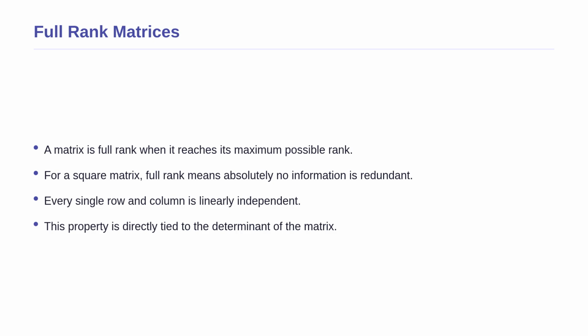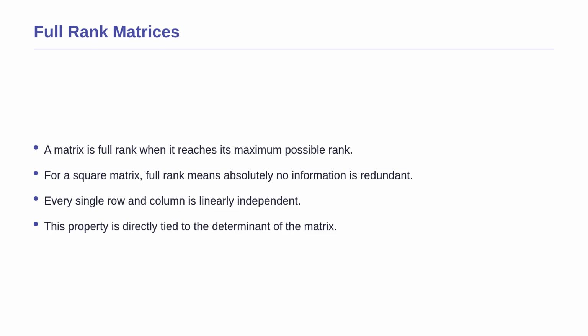Now that we know the maximum limit, what happens when a matrix actually reaches it? When a matrix hits its maximum possible rank, we call it a full rank matrix. For a square matrix, meaning it has the exact same number of rows and columns, being full rank is a very special and powerful property. It means absolutely no information is redundant. Every single row and column is linearly independent.